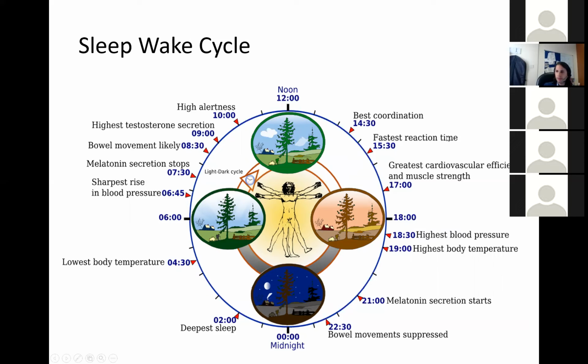Later in the day, you have your better coordination, greatest cardiovascular efficiency and muscle strength. Blood pressure is highest in the evening, and then by about 9 o'clock, your melatonin secretion starts, which makes you sleepy. Your bowel motions are suppressed, and then your deepest sleep is around 2 o'clock, and by about 4:30 in the morning, you have your lowest body temperature if your cycle is as it should be.